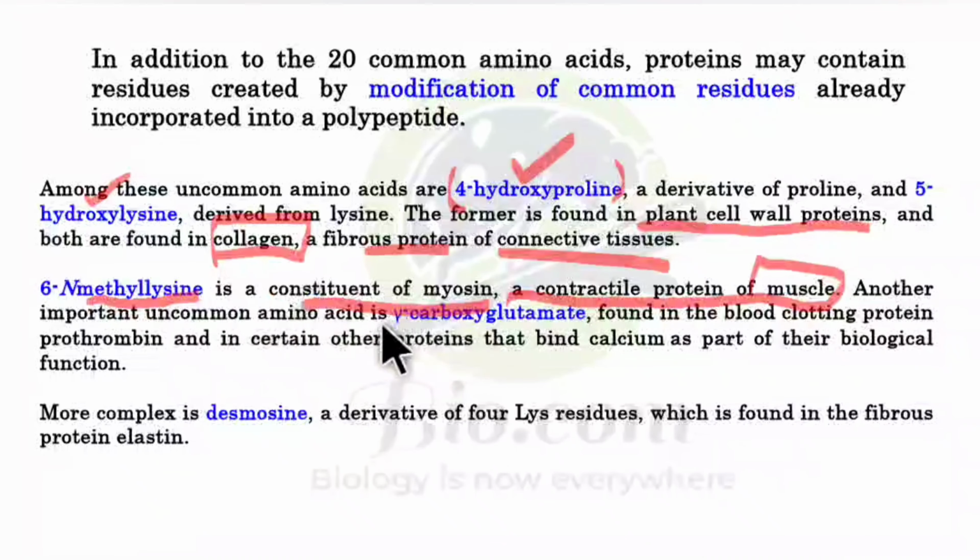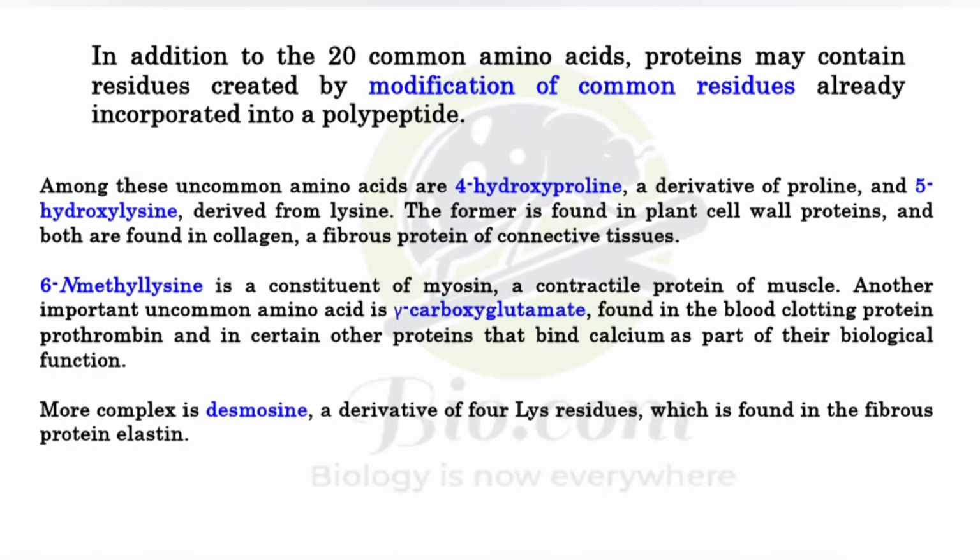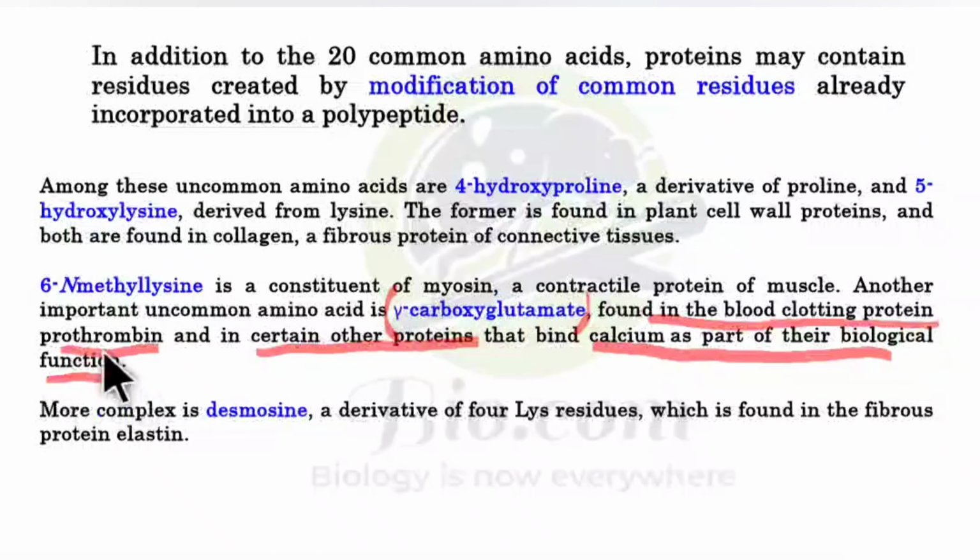Now the amino acid gamma-carboxyglutamate is found in the blood clotting protein prothrombin. We know the essential role of prothrombin in blood clotting, and it is also found in certain other proteins that bind calcium as part of their biological function. So this is the role of gamma-carboxyglutamate.